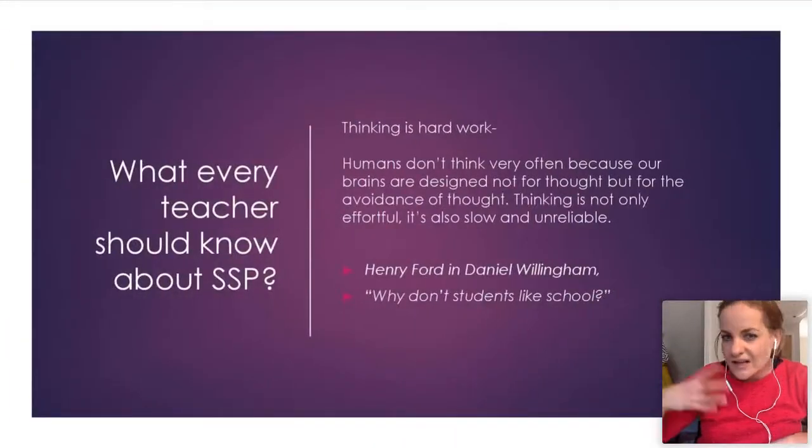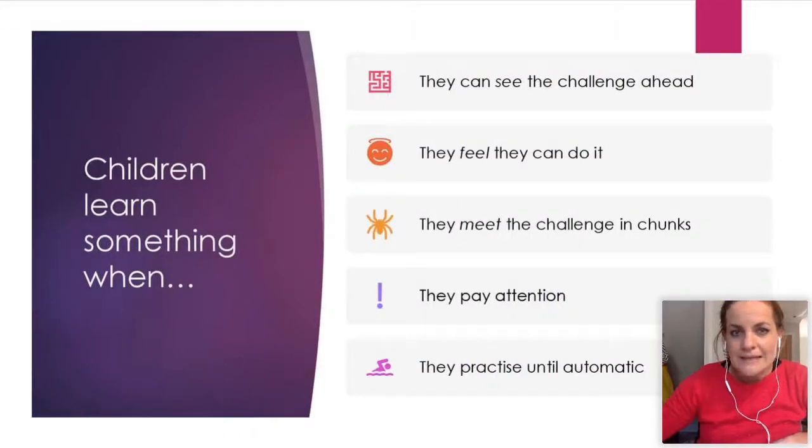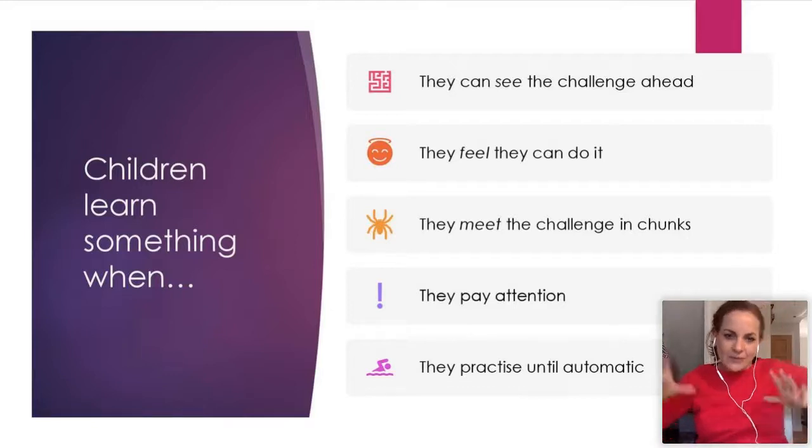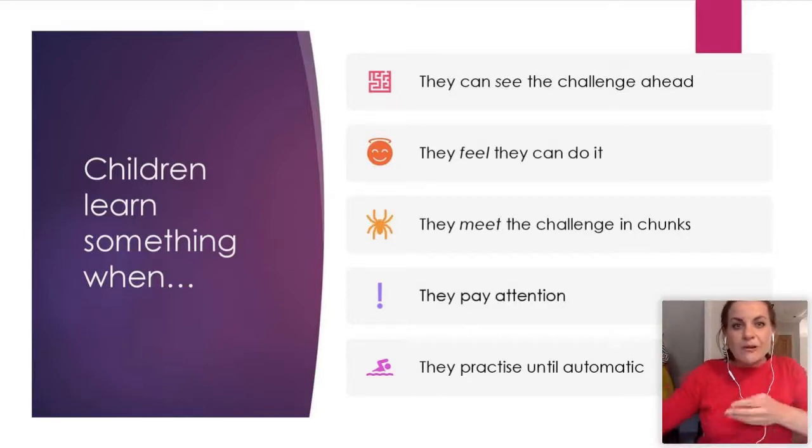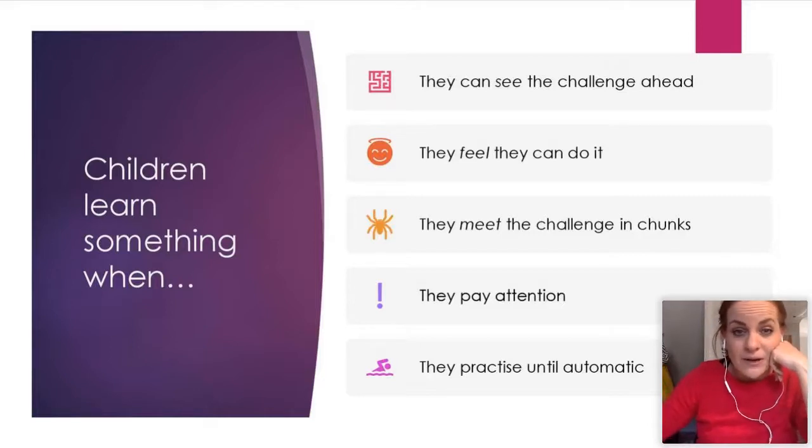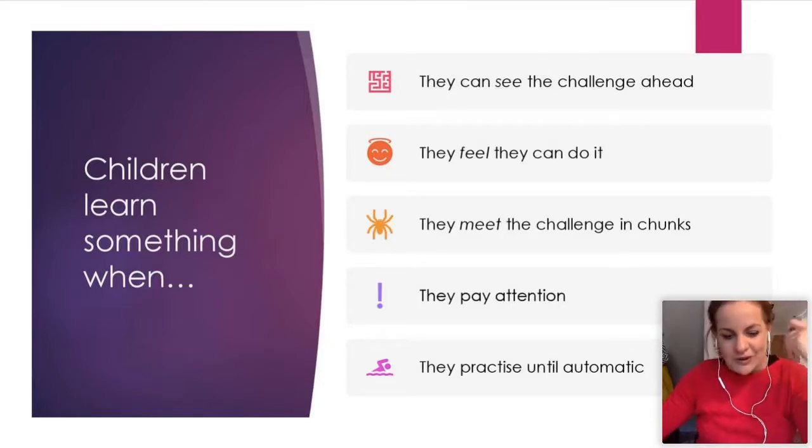Children don't learn it from thinking it. They learn something when they can see, feel, meet, attend to, and practice. They need to be able to see the challenge ahead, which is why we put things into chunks. They need to feel that they can do it. They need to meet each challenge in chunks. We wouldn't give them a whole text and say, off you go. It needs to be broken down like it does for adults if we've got a big job to do. They need to be able to pay attention, and they need to be able to practice until it becomes automatic. Automaticity will only come after multiple repetitions.